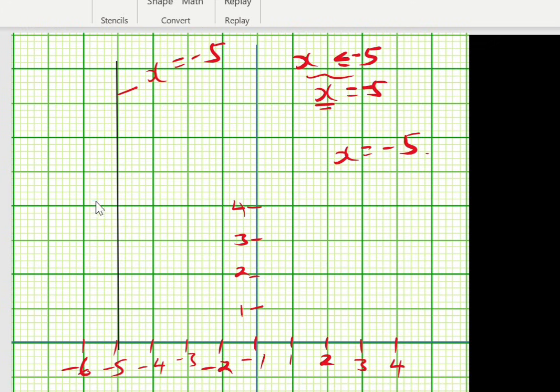And therefore, this is the wanted side. This is the unwanted side because negative 4 is greater than negative 5. So we shade the unwanted side, because we want values which are less than negative 5. Therefore, this is the wanted side and we have represented it on a graph.